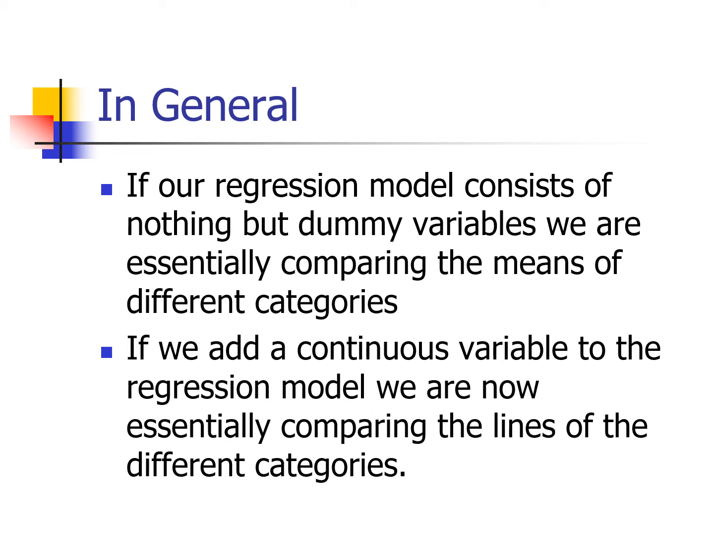So in general, what have we seen? In general, we've seen that if a regression model consists of nothing but dummy variables, then we're essentially comparing the means of different categories, right? This example just had a single categorical variable, university. We broke it into different dummy variables representing the universities in our sample, and we ended up comparing the mean of Y, the mean GPA, amongst all these different universities.